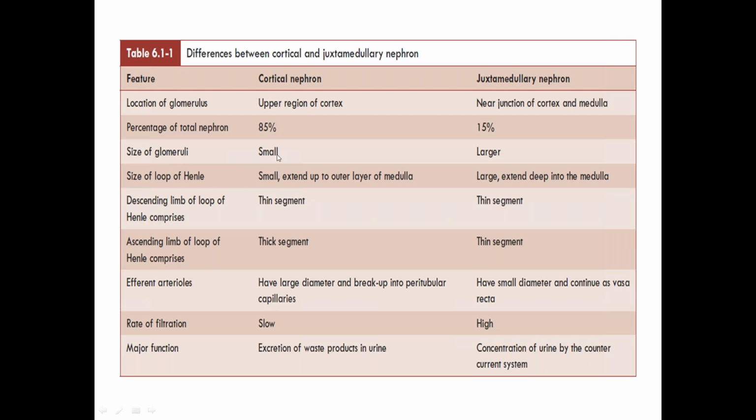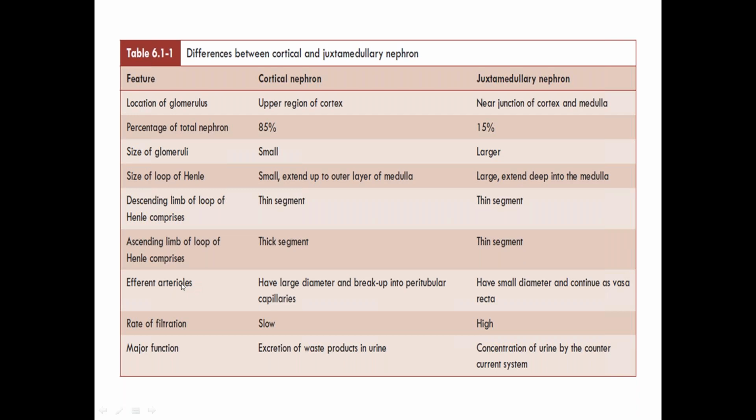The size of glomeruli is small in cortical nephrons. They are larger in juxtamedullary nephrons. The loop of Henle is also small and extends up till the outer layer of the medulla. Here it is larger, longer, and extends deep into the medulla. I told you the descending limb is the same for both. They have thin segments, but the difference lies in the ascending limb. Your cortical nephron has a thick segment, but your juxtamedullary has a thin segment.